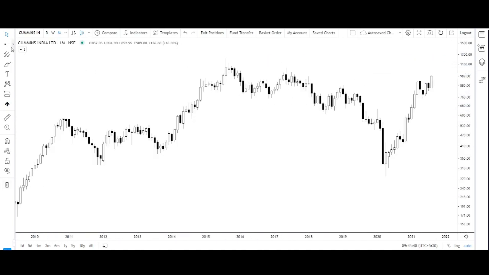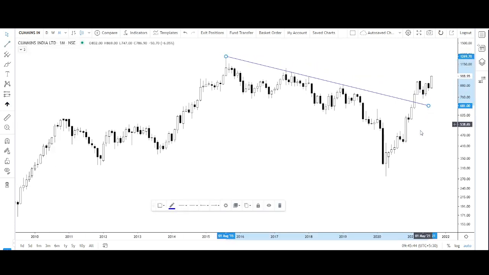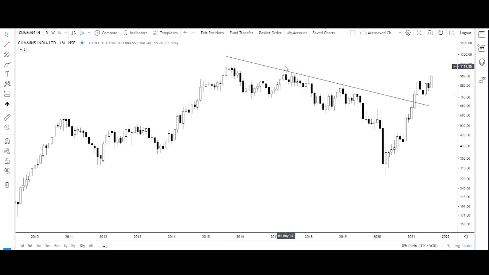Then you will see here that this stock was in a nice downtrend. It was constantly forming lower highs and lower lows, and that is this point. This point is where the stock didn't form a fresh lower low. So here you got the first confirmation that a trend reversal is likely, and this stock then finally broke out of the previous resistance level. So this was the resistance level.